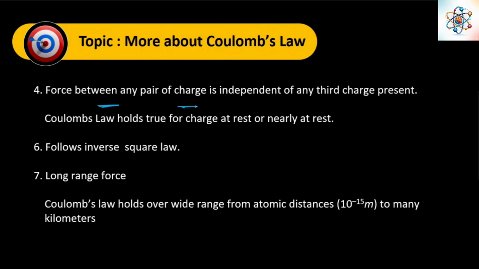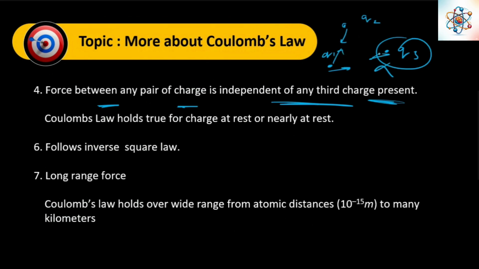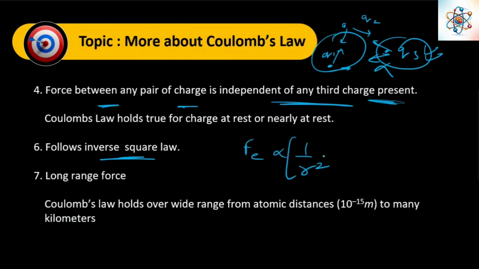Force between any pair of charges is independent of third charge present. Like whatever force is acting between the two charges, one and two, or there is another charge three, whatever force acts between them is not influenced by this one. Although there might be a separate force acting between them also, this force is independent of its presence. It follows the inverse square law. If there is a quantity which depends upon some other quantity inversely and in square terms, that is called inverse square law.